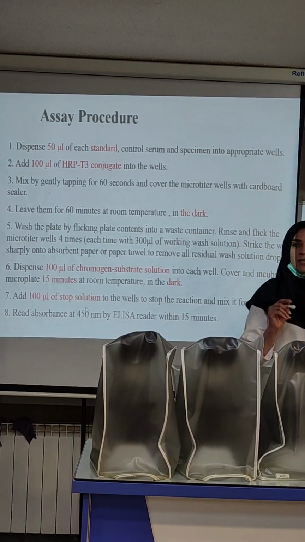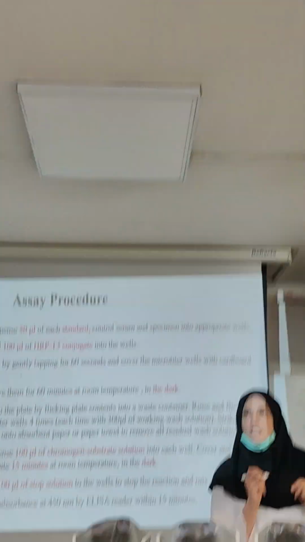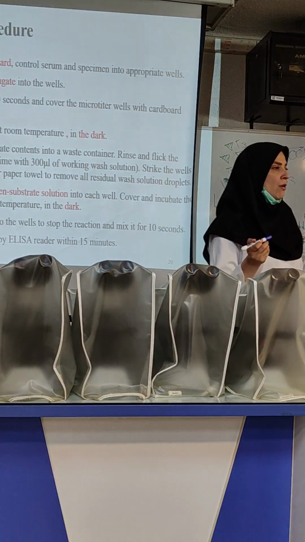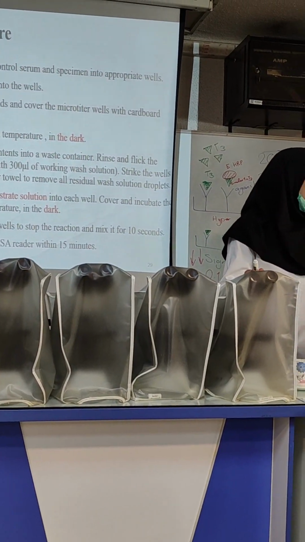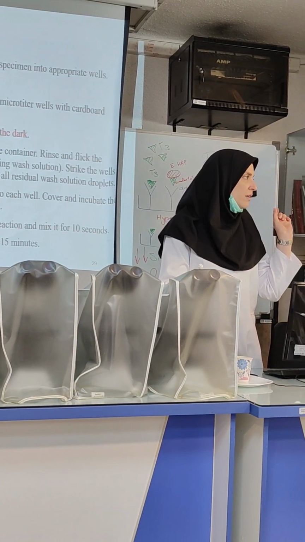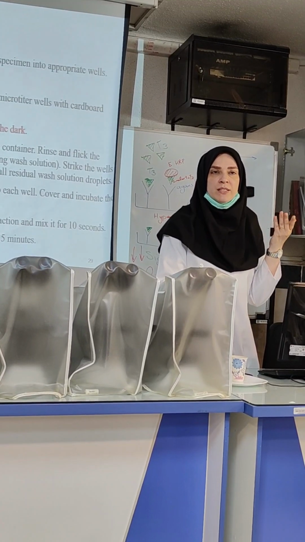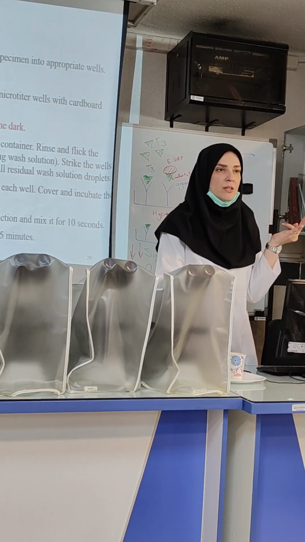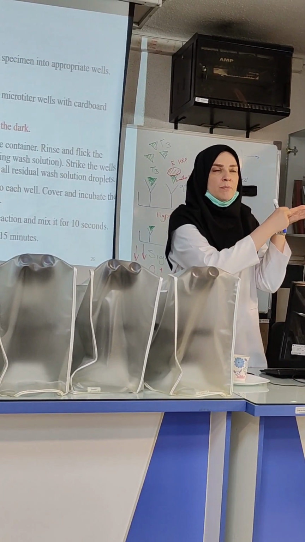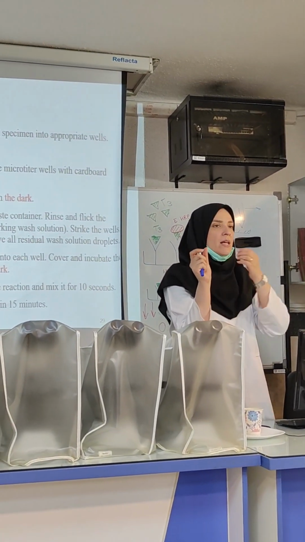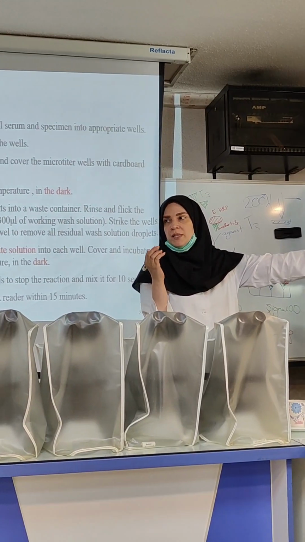What you should write in your results: the title of today's experiment is ELISA. You should write the name of the type of ELISA. Which type of ELISA? This is a competitive, not sandwich. Just write competitive ELISA and write the concentration of the T3 that you get from the ELISA reader. Okay?